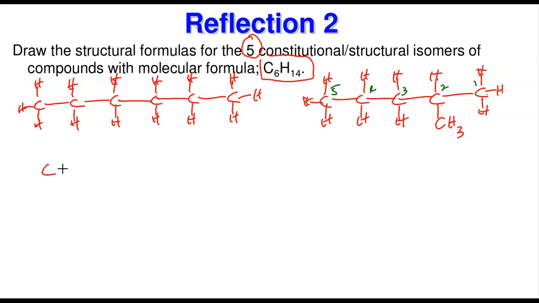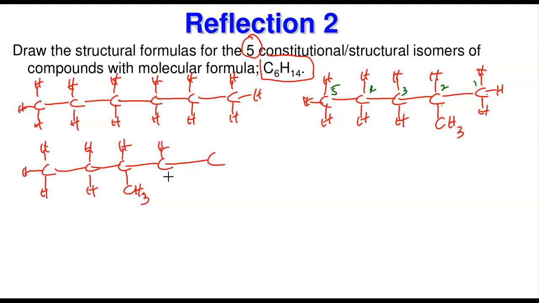That's what I'm going to do next. So I'm going to go down here: 1, 2, 3, 4, 5. What it means is that I'm going to put the CH3 on carbon number 3, and then I'm going to saturate the rest with my hydrogens. Again, if I number this, it's 1, 2, 3, 4, 5. Now the CH3 is on carbon number 3. This is a different compound from the previous one.